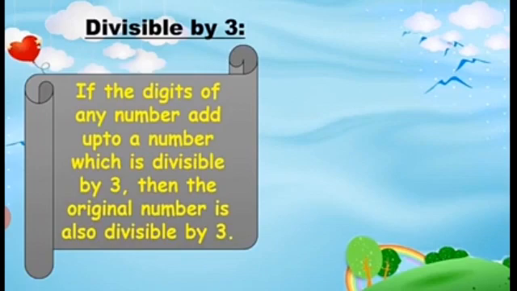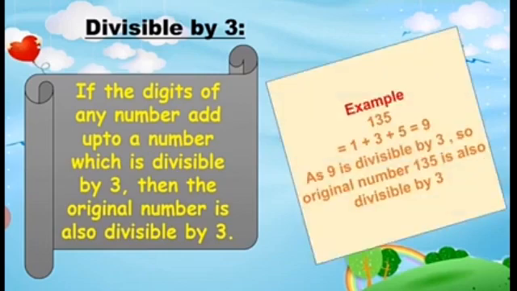Okay. So the example is here, like the number is 135, and we have to add the digits of the number 135. 1 plus 3 plus 5, we get 9. As class, 9 is divisible by 3, you can also say that 9 is a multiple of 3. Okay. So the original number 135 is also divisible by 3.